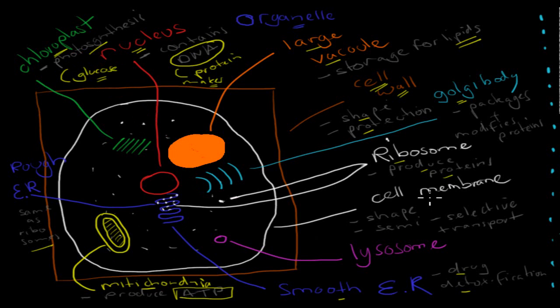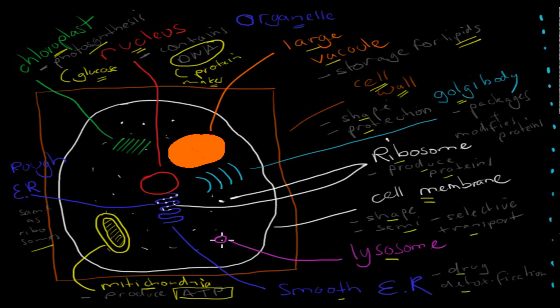We also have your cell membrane. The cell membrane surrounds every cell, and what that does, it gives a cell shape. It also does semi-selective transport, which means it can decide what goes in and what goes out. It can control that, which is good, and it's obviously very important. All cells have cell membranes.